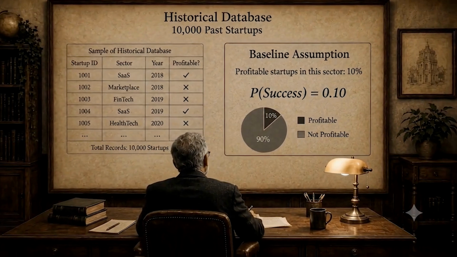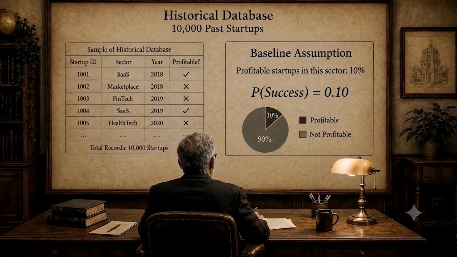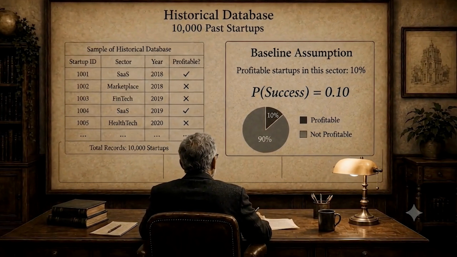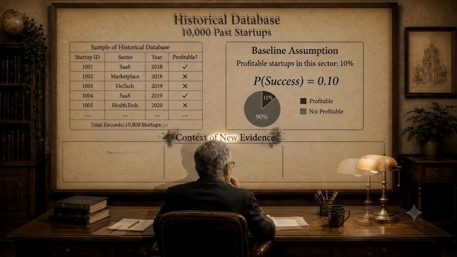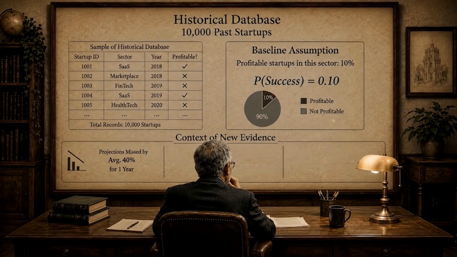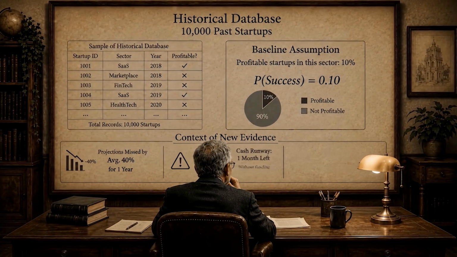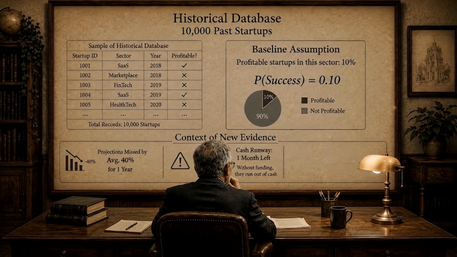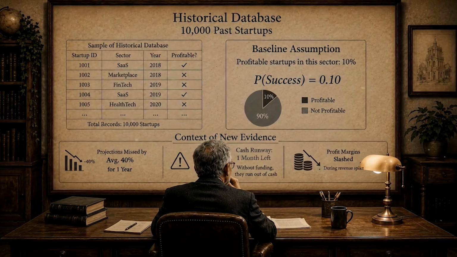Next, you have to measure the true strength of your new evidence. You don't just look at the revenue spike, you look at the context. You note that the projections haven't just fallen short today, they have missed the mark by an average of 40% for an entire year. You look at their cash flow and they only have a month of runway left. If they don't get your pending check, they will effectively run out of cash.